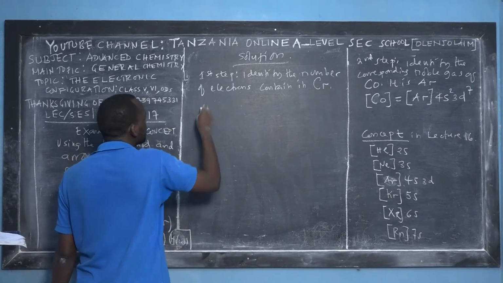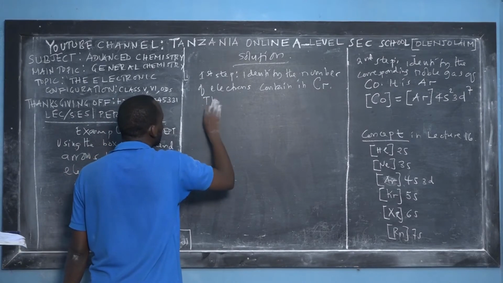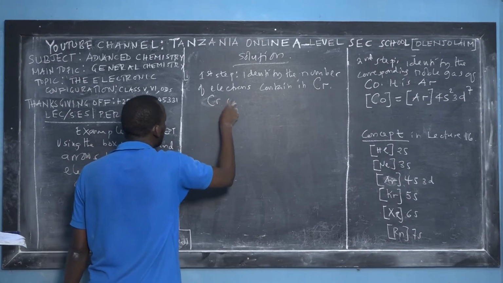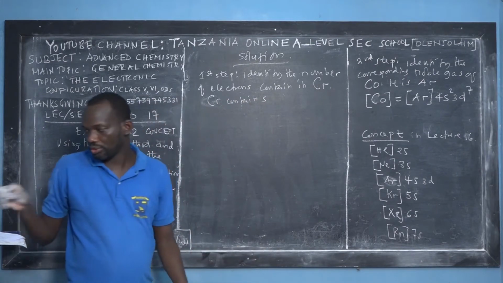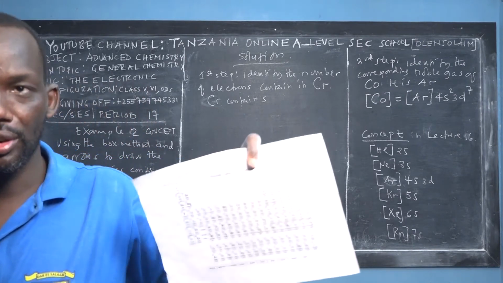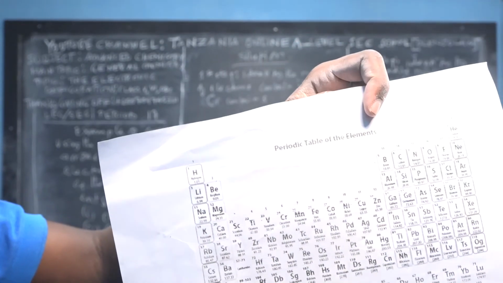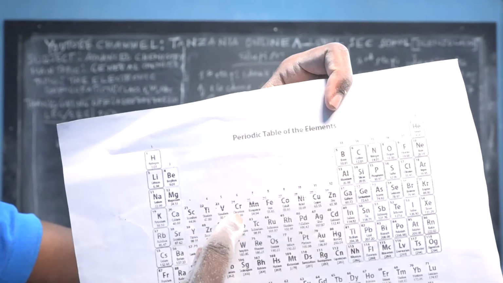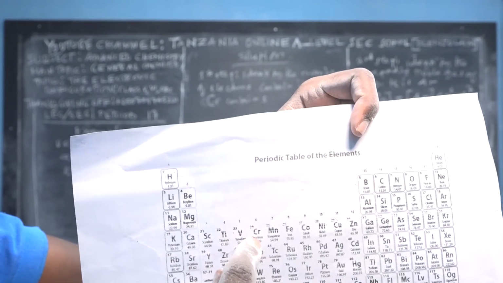Periodic table. So you find that by using the modern periodic table, chromium contains how many electrons? So you go to your modern periodic table, and you look for chromium, whose symbol is Cr, and you will find that this is chromium. Its atomic number is 24, so the total number of electrons is 24.